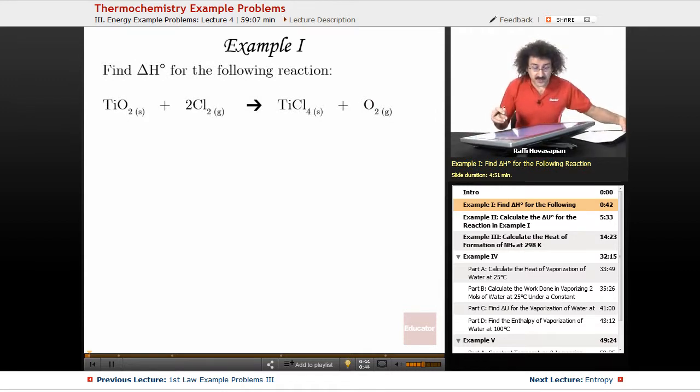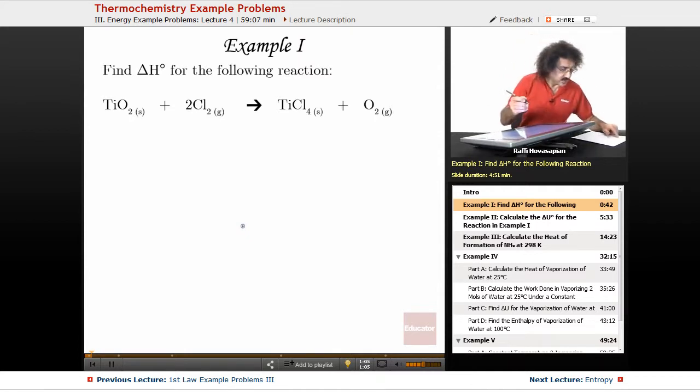Okay, so this one is nice and easy. It says find delta H for the following reaction. We have titanium dioxide plus chlorine gas goes to titanium chloride and oxygen gas. So notice we have solid, gas, solid, gas. Okay, so finding the delta H for the reaction is really, really simple. Again, we know this from general chemistry.